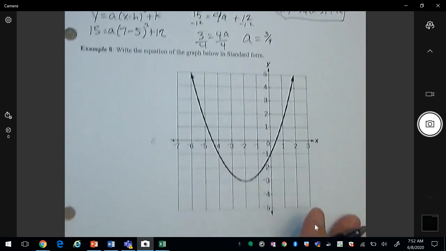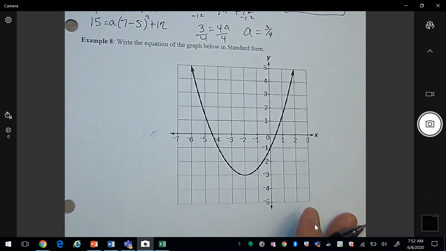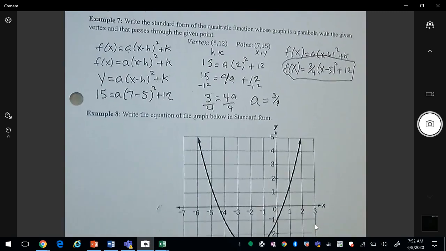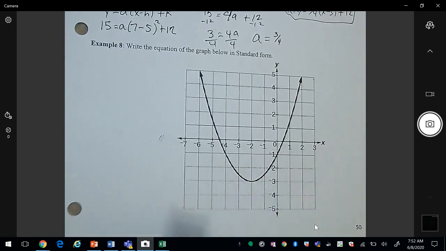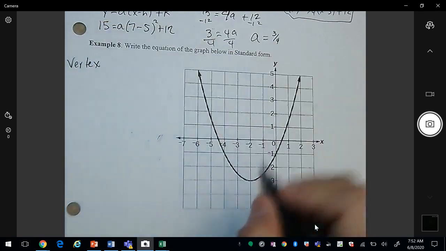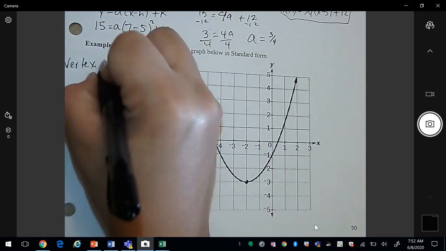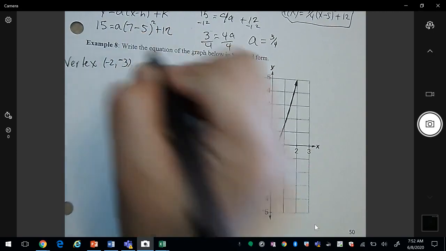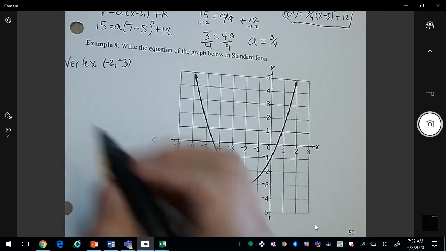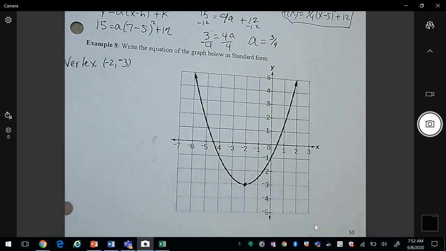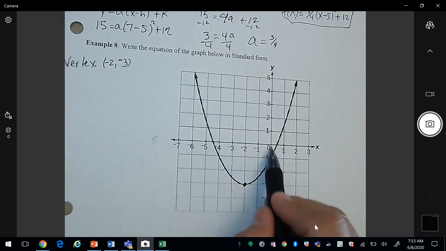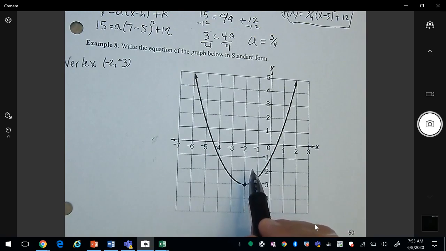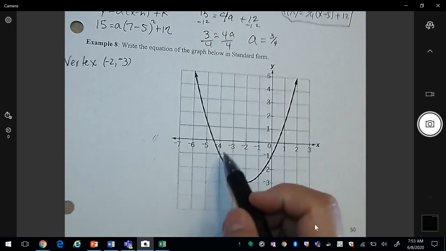Okay, let's look at example 8. Write the equation of the graph below in standard form. So same idea. In order to write in standard form, we need the vertex and at least one point. So here my vertex is this point here, which is -2 and -3. And then I can use another point. So let's pick another point. We can use, for example, -4 and -1, or you can use 0, -1. So you want to pick one that is easy, that you like. So it could be either one.